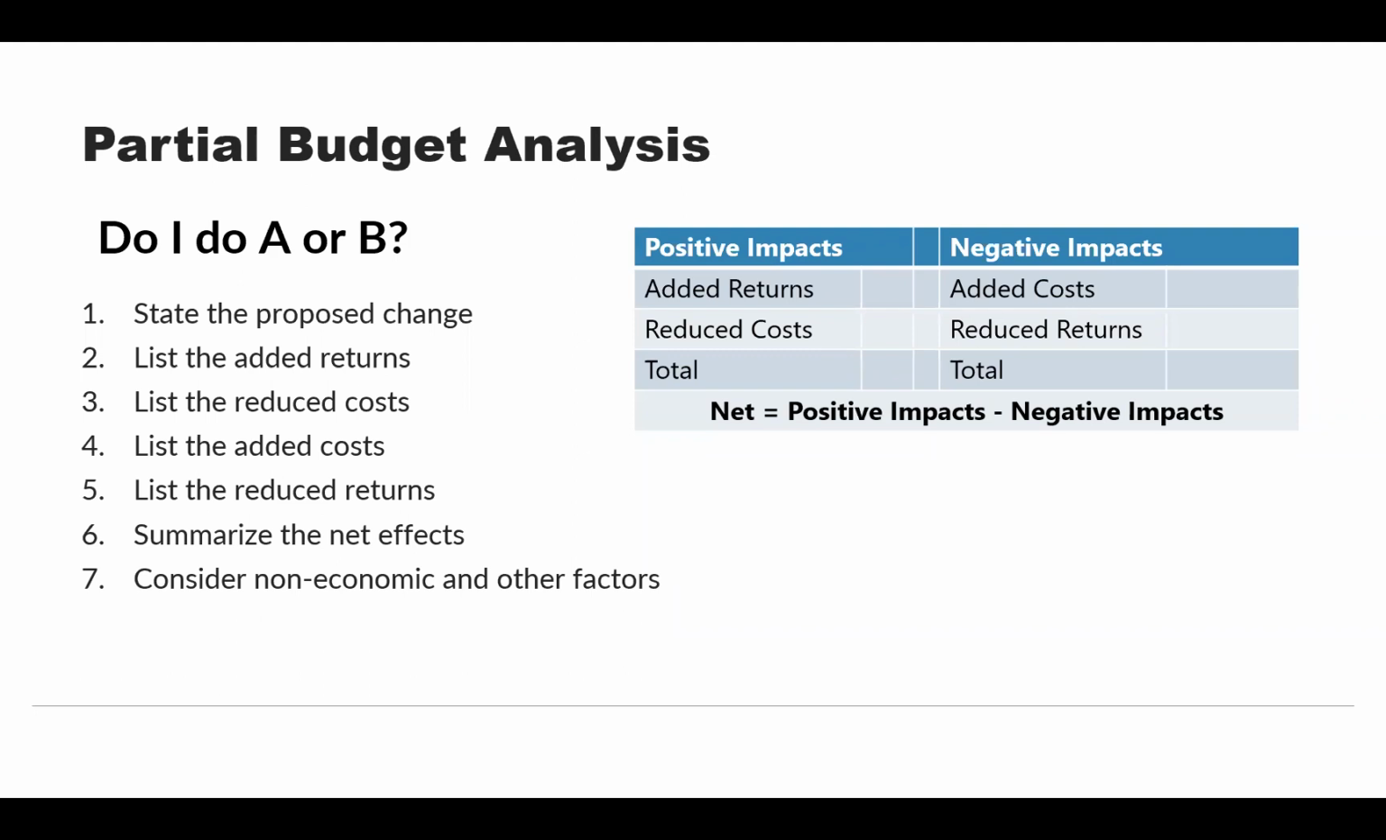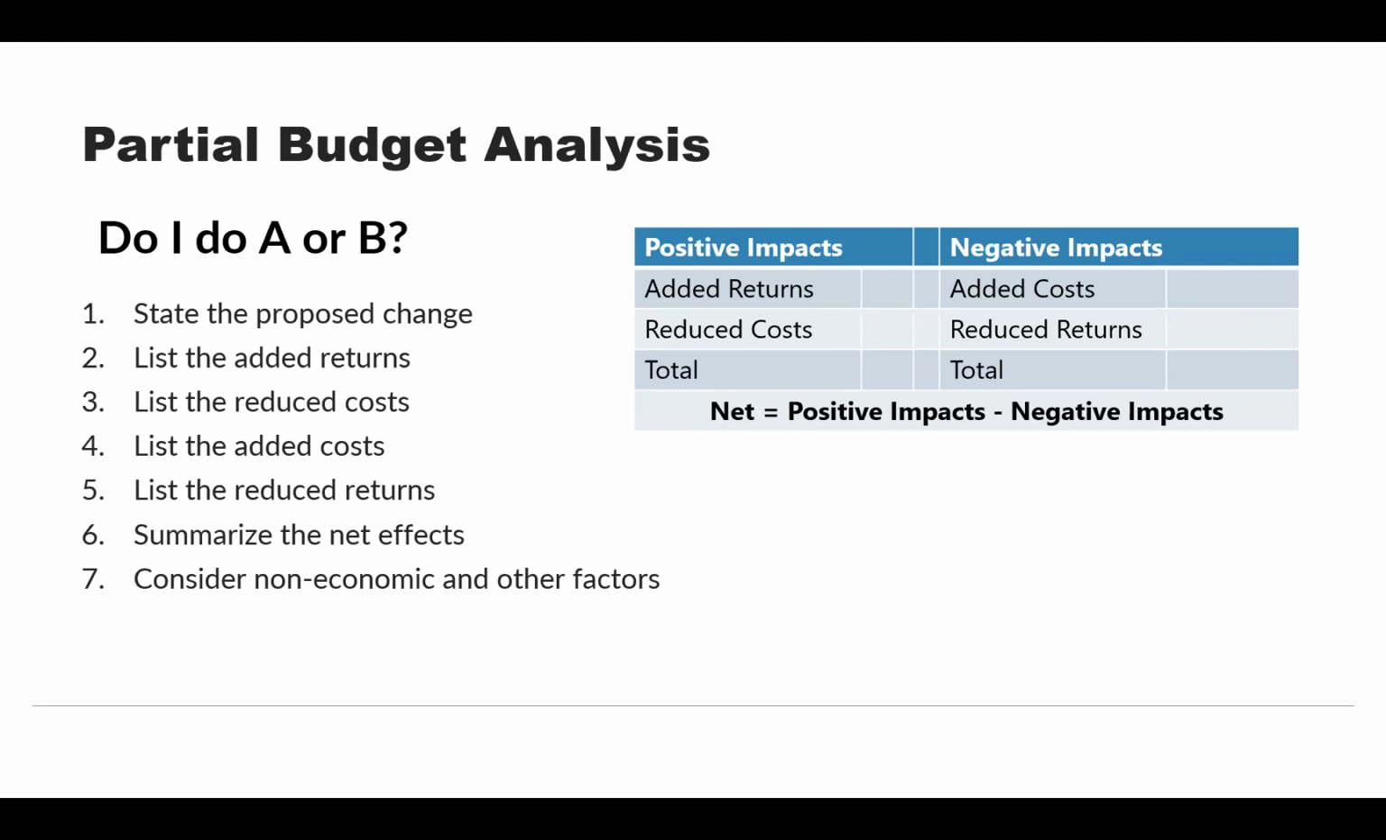So if your analysis is going to focus on something that occurs in more than a year or two, you should also include net present value, and we'll talk about that in a couple of days. This is more for something within the current year. Although once you incorporate net present value, you can use the partial budget analysis over multiple years.